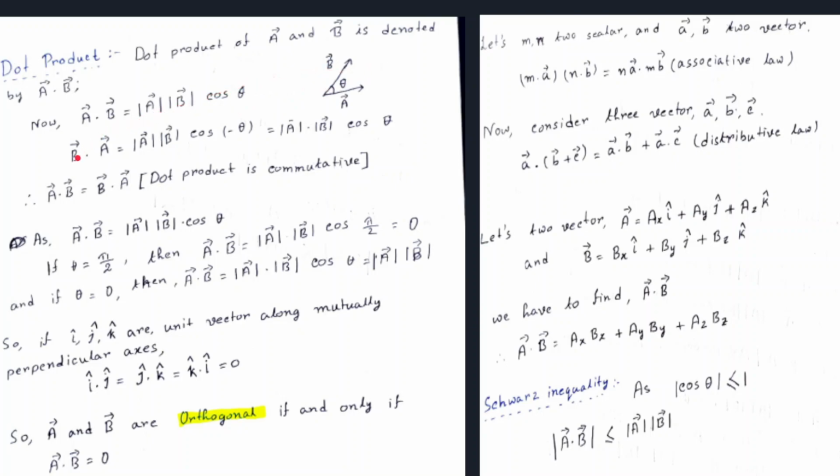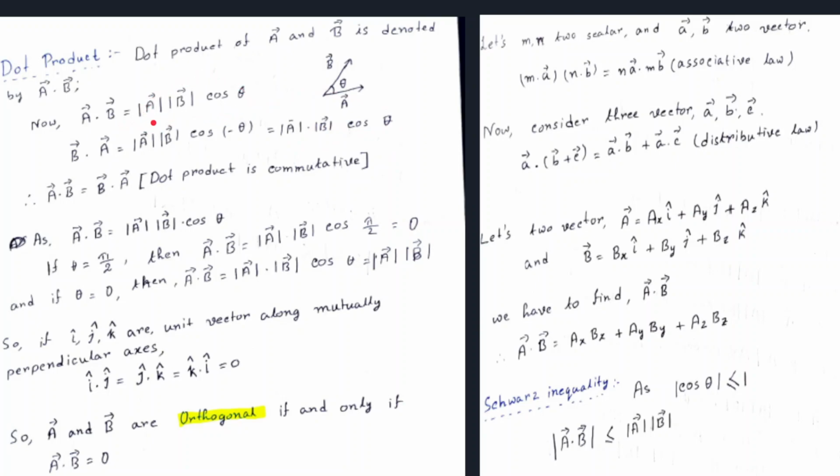Now look at that. B dot A is equal to mod of A mod of B cos minus theta. Why is that minus theta? Because this time it is not A dot B, it is B dot A, so it is in the opposite order, so the angle is minus theta. But cos minus theta is also cos theta, so we can write A dot B is equal to B dot A. This property is the commutative property. Now we have defined this theta through cos theta in that manner.